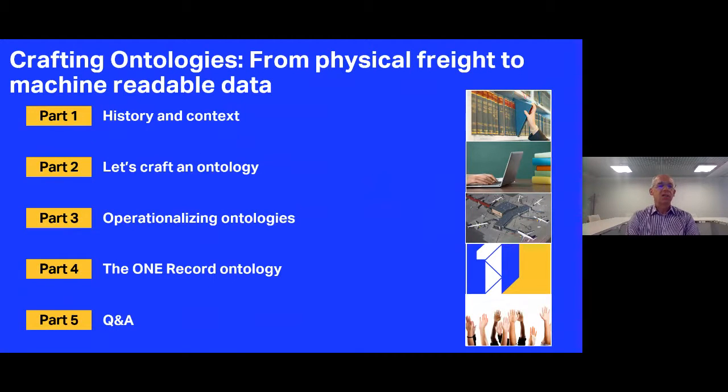The presentation today is going to be in 5 parts. We'll first look at the history and context. We'll then look at how would you actually make an ontology, how would you craft it, how would you operationalize it. It's an important topic because we've done a lot of design so far with OneRecord. How do you actually make it work? We'll then dive into OneRecord itself and look at how the OneRecord ontology works, and then we'll have some time for questions and answers.